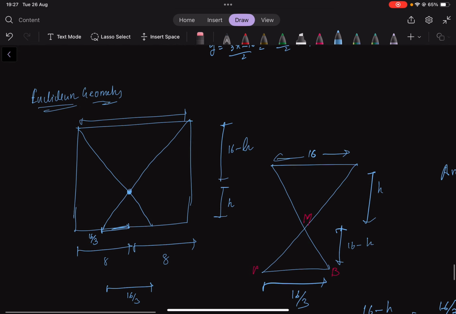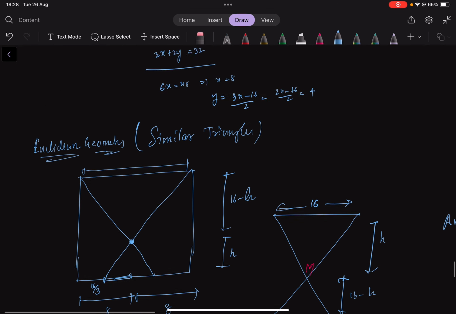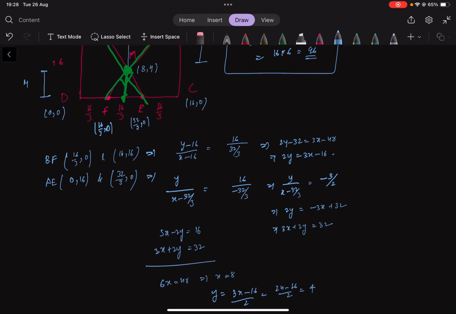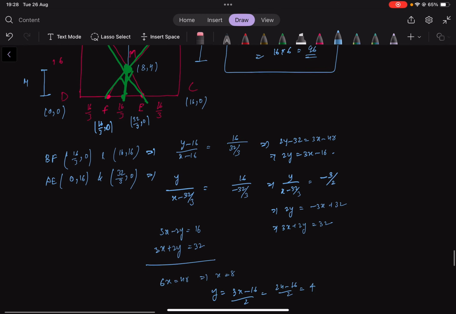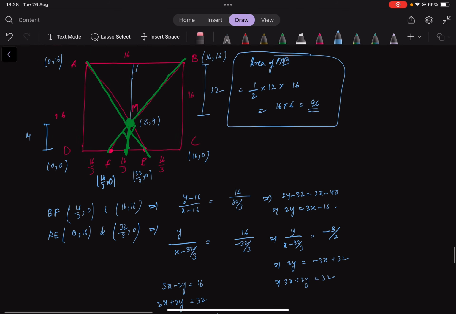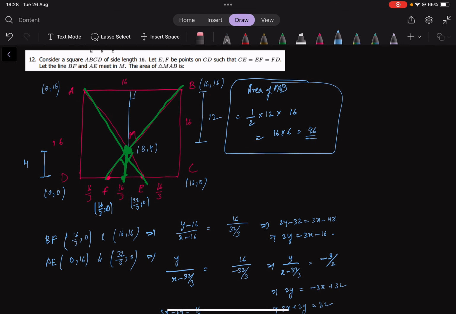So if we have to solve the same question by Euclidean geometry, we have to make use of similar triangles. Or if we use coordinate geometry, we can just use the equations of straight lines to solve the same question. In both solutions, we are getting the same answer, so 96 will be the area of triangle AMB. That's it for this video. We'll meet in the next video.